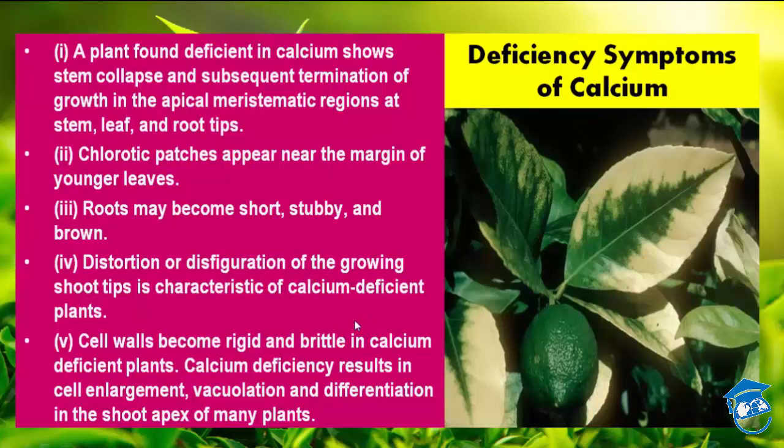The cell wall may become rigid and brittle in a calcium deficient plant. Calcium deficiency results in cell enlargement. It also results in vacuolation and differentiation in the shoot apex of many plants.